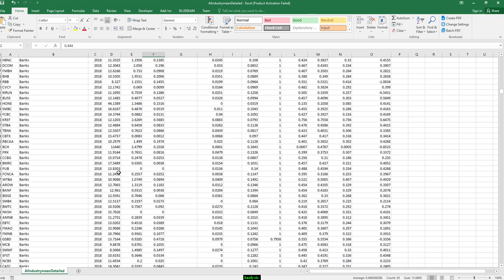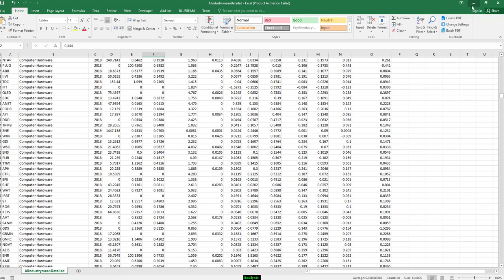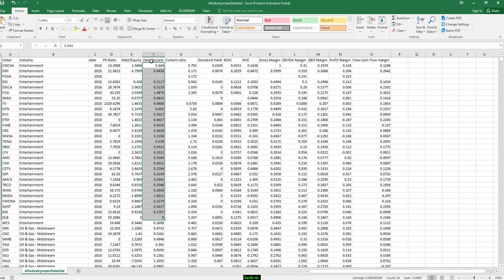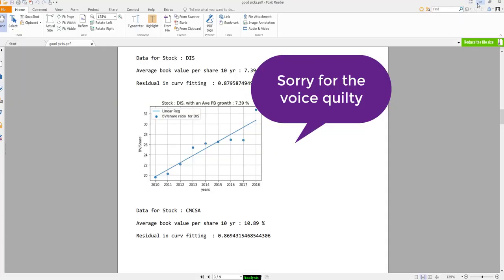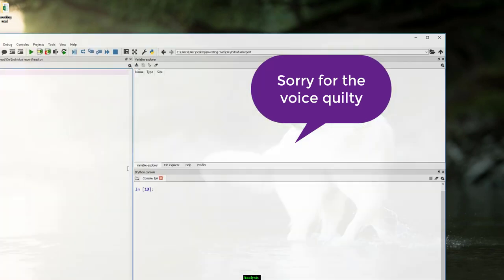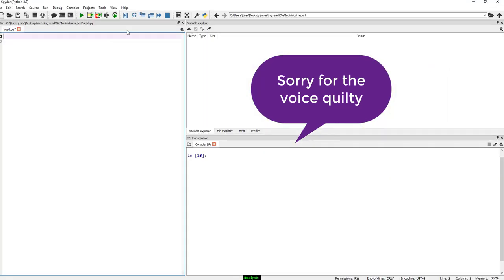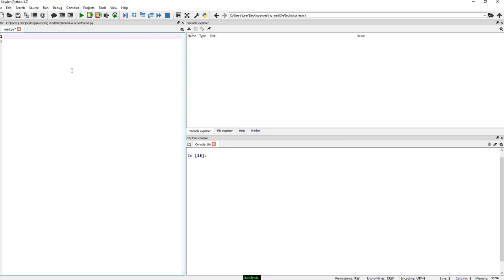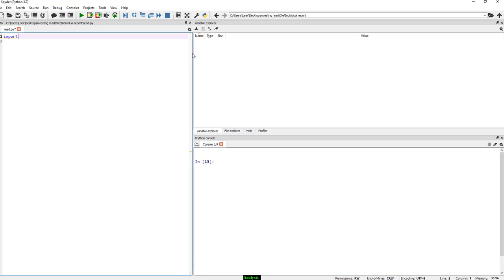Now we just want to understand what is what. Have a look again at the headers, the columns: ticker, industry, date, the ratio, debt to equity, and the rest. So what we're going to do is read this CSV file and load it into Python. I'm using Spyder, and I love it because it gives me a MATLAB-like experience.